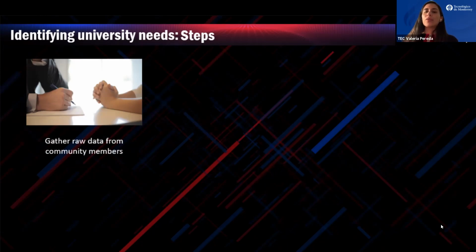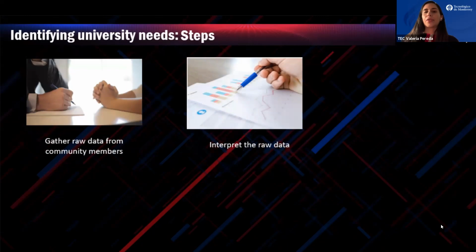Okay, so the next step after you gather the data is how you interpret that raw data. So you have all this bunch of information. It's really important that you are able to segment it to understand what it means, and not just say, oh, they told us this, so we do this, right? It goes further. You need to really interpret what they are trying to tell you through every single word that they say.